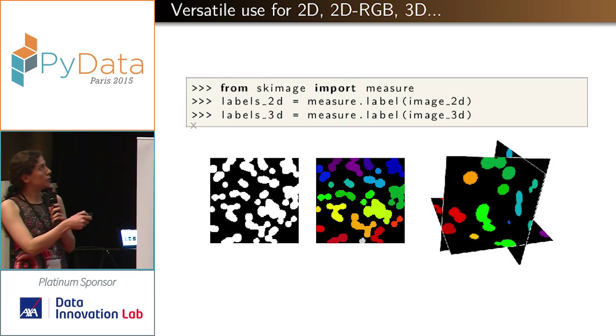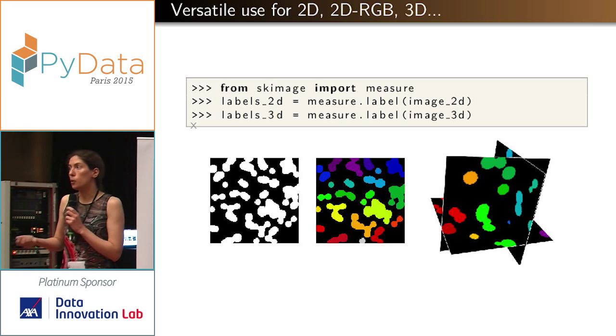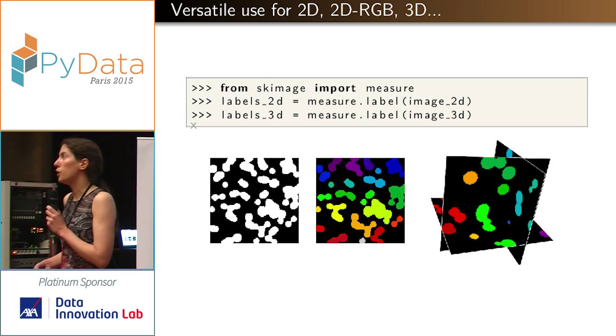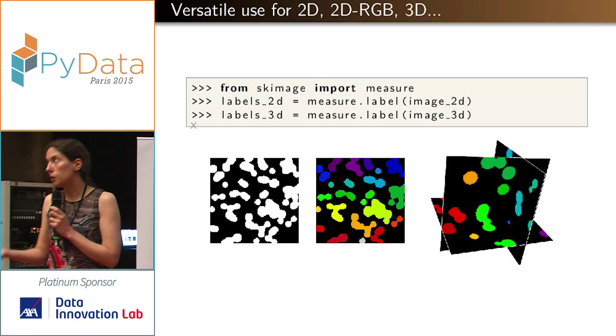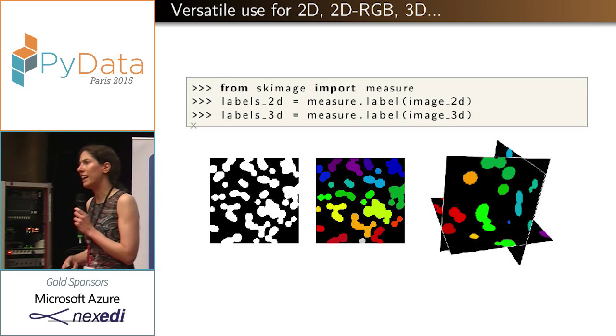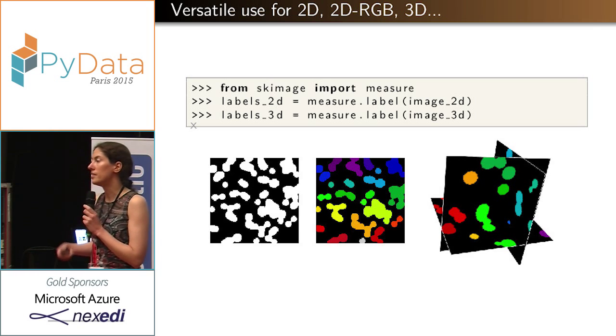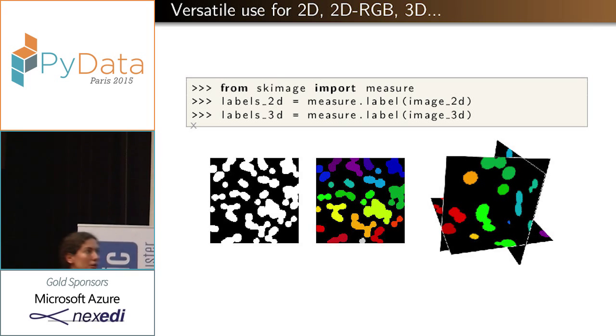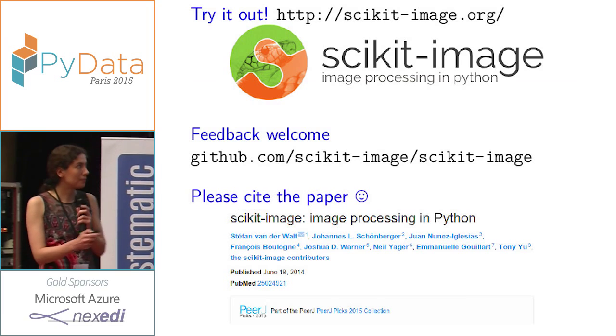Here, I gave different labels to connected components in a 2D image, and here in a 3D image, and it's exactly the same syntax. So for me, it's a very useful feature, because in my lab, we're processing 2D images from microscopy, but also 3D images from tomography, and I don't want to change the API to use different packages when I'm switching from 2D images to 3D images. So it's a feature that I appreciate a lot.